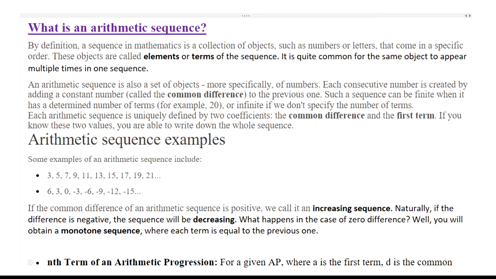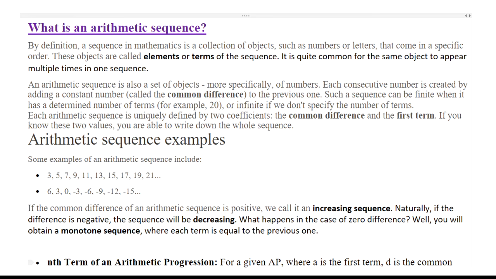Next, an arithmetic sequence is also a set of objects, specifically numbers. Each consecutive number is created by adding a constant number. Please understand, it is created by adding a constant number to the previous one, and that constant number which we keep on adding is called the common difference. Such a sequence can be finite when it has a determined number of terms, let's say 20, or infinite if you don't specify the number of terms.